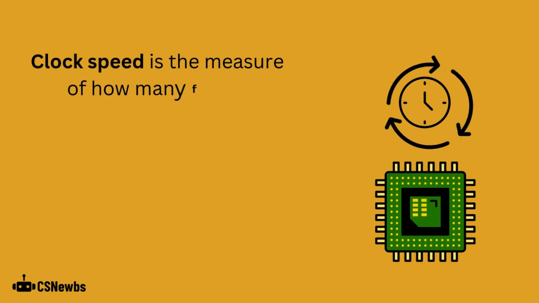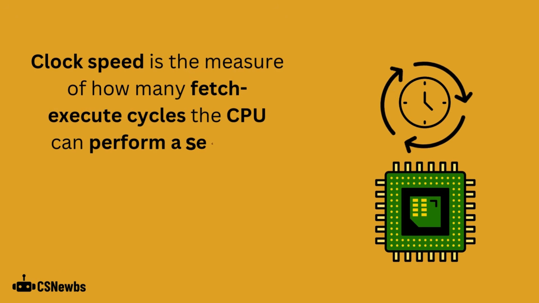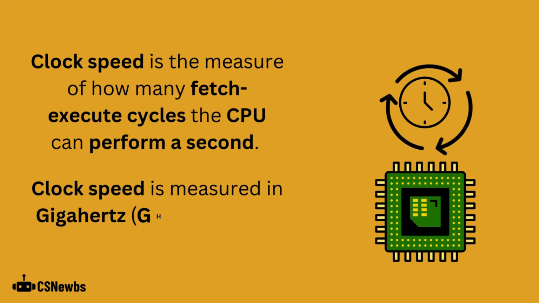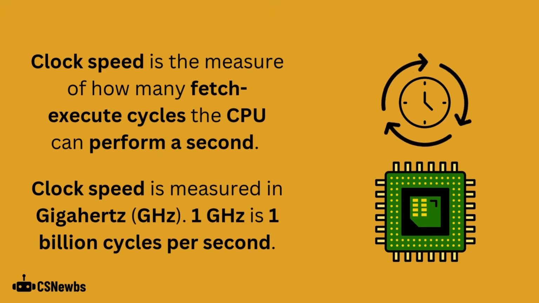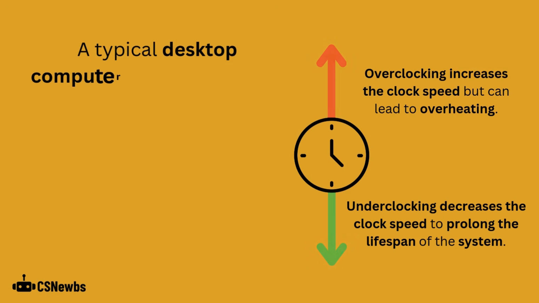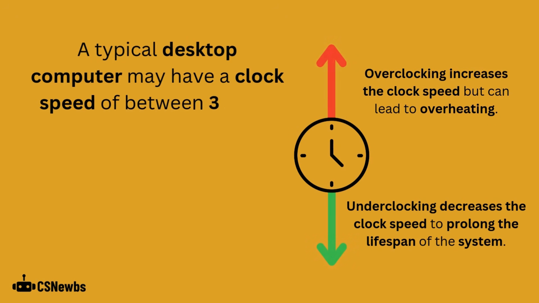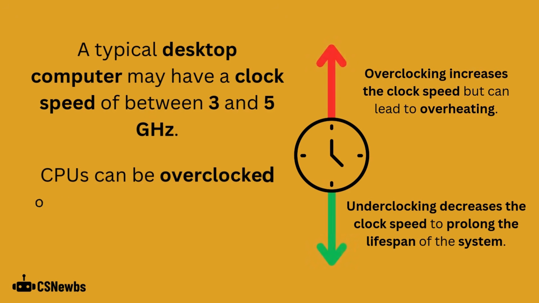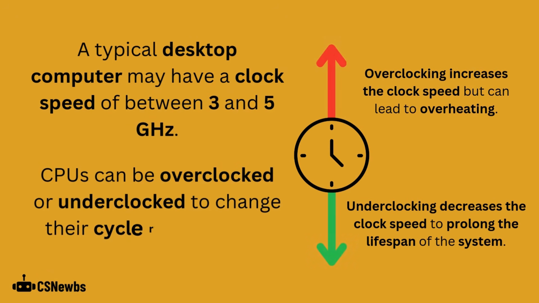Clock speed is the measure of how many fetch-execute cycles the CPU can perform a second. Clock speed is measured in gigahertz. 1 gigahertz is 1 billion cycles per second. A typical desktop computer may have a clock speed of between 3 and 5 gigahertz. CPUs can be overclocked or underclocked to change their cycle rate from the default speed.